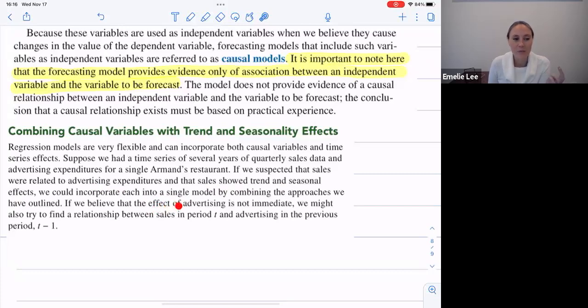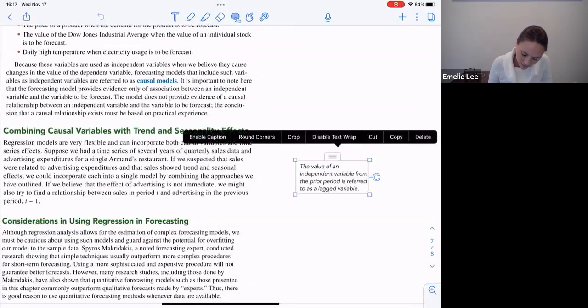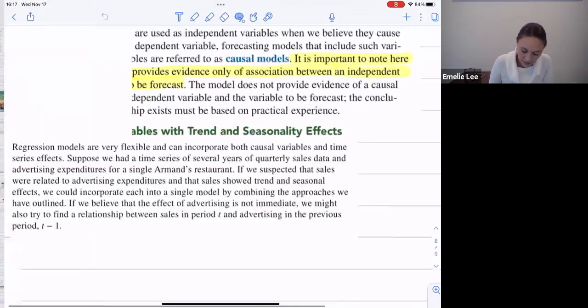If we believe that the effect of advertising is not immediate, which is something that happens a lot, you might see that you're not going to see an improvement right away, but you will see an improvement two weeks from now, for example. And so then you could also try finding a relationship between sales in period T and advertising in the previous period, or maybe 3 periods back. But then you're incorporating previous data again, and we call that a lagged variable because it's lagging.